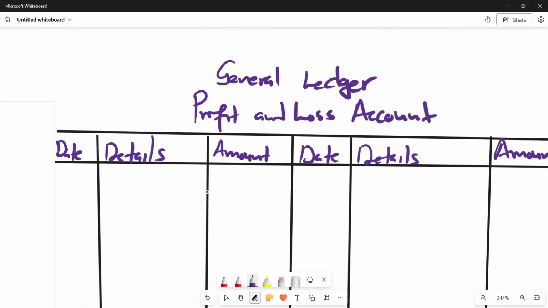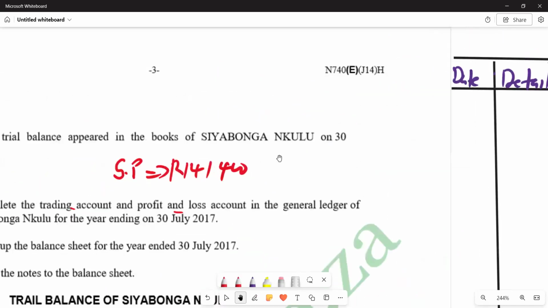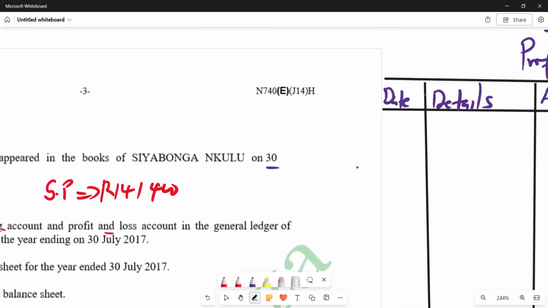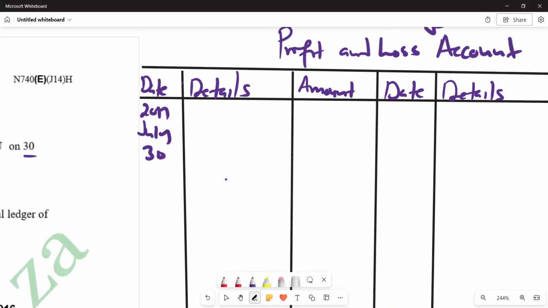And then maybe we can start by putting our date, both on the debit and the credit. So let's check the date that is given in the question. Remember, we put the date of the last day of the financial period, which is 30 July 2017. So this is the date that we are going to put there, both on the debit and credit, and all the entries that we are going to put are going to use that date, 2017, July 30.